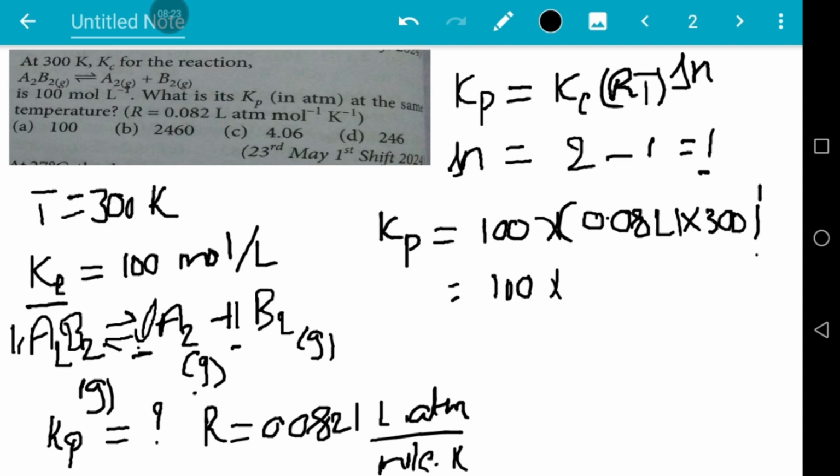So here, 100 into 0.0821 into 300. Two zeros are there, so the point moves two places, giving 8.21 into 3. 3 1s are 3, 3 2s are 6, 3 8s are 24. So this total value will be 24.63. Then 24.63 into 100: the two zeros move the point two places, giving 2463. The nearest value is 2460 which they gave.